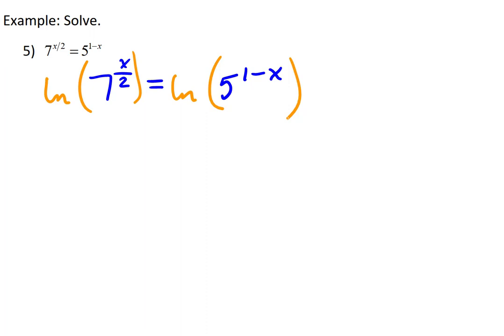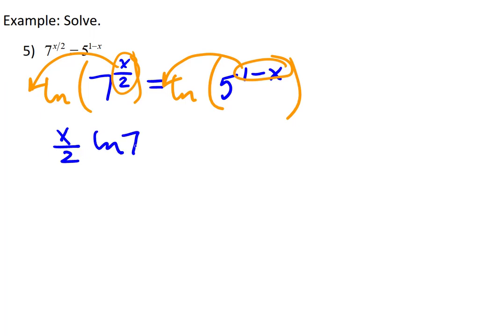Now the whole point of taking the logarithm of both sides of an equation is that we can apply our laws of logarithms and take both of these exponents and throw them down in front of each log expression. Applying that law means I can rewrite this as x over 2 times the natural log of 7, and that's the left side. On the right side, I'll have 1 minus x. Since it's two terms, I'm going to put that in parentheses. Be careful with those. That exponent's now in front, and then I have natural log of 5.